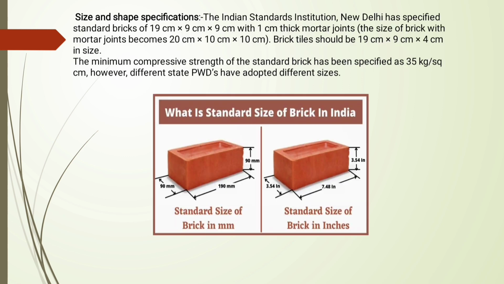blocks. Size and shape specification. The Bureau of Indian Standards has recommended the standard size of the bricks as 19 x 9 x 9 cm. With mortar thickness, the size of such bricks becomes 20 x 10 x 10 cm, which is also known as the nominal size of the modular bricks. The minimum compressive strength of the standard bricks has been specified as 35 kg per square cm. However, different state PWDs have adopted different sizes.